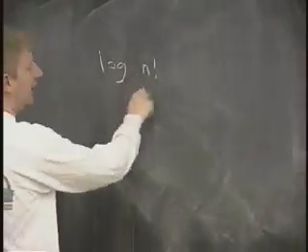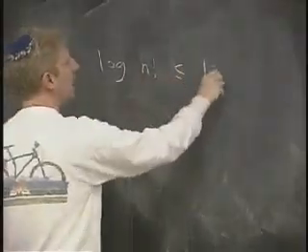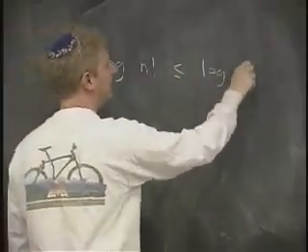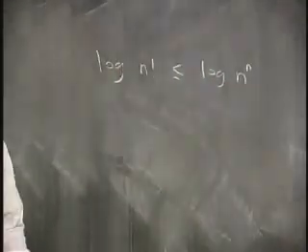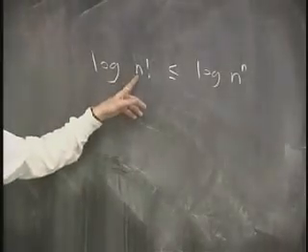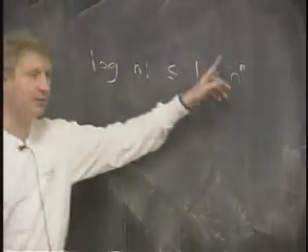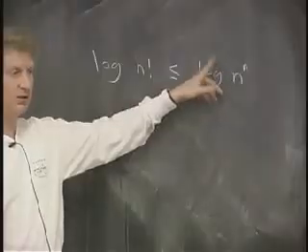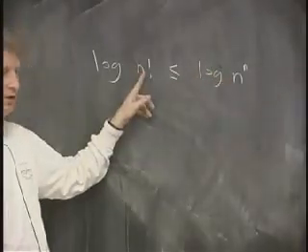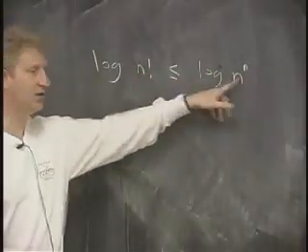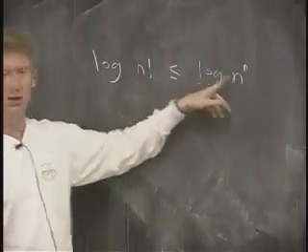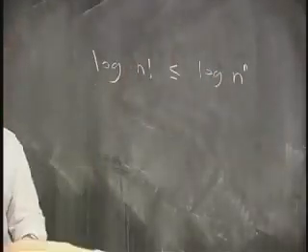Sam and Michael say that log n factorial is less than or equal to log n to the n. Everyone agree to that? Because this is just n times n minus 1 times n minus 2, and this is n times n times n times n times n. So here are all the terms. Each one is bigger than each of the terms here. So I agree that this is definitely bigger than this, because n to the n is bigger than n factorial.